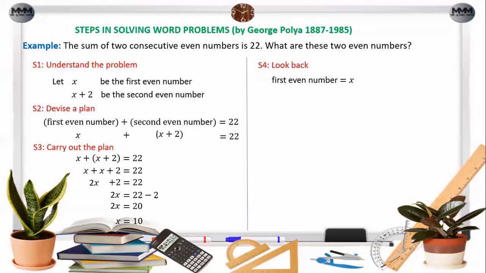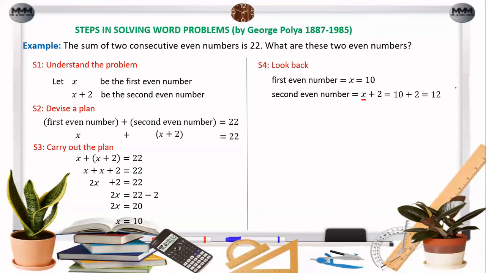And then from step number 3, we have found out that x is equal to 10, right? And then for the second even number, it is represented by x plus 2. So if we are going to substitute x equals 10, we have 10 plus 2, which is equal to 12. So this is our second even number.